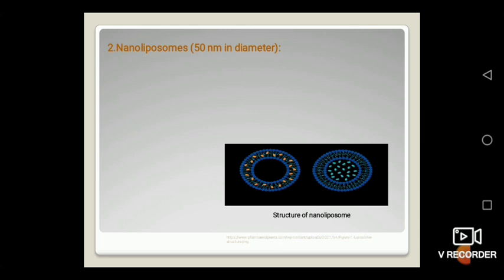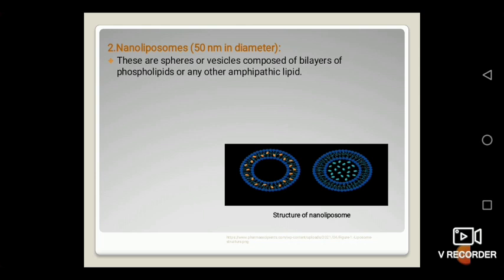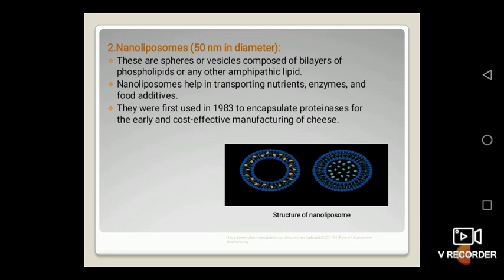Then we have nanoliposomes, which are 50 nanometer in diameter. These are spheres or vesicles composed of bilayers of phospholipids or other amphipathic lipid. They help in transporting nutrients, enzymes and food additives. They were first used in 1983 to encapsulate proteinases for early and cost-effective manufacturing of cheese. They are also used to encapsulate fish oil for the fortification of yogurt. They also work as antioxidants and save bioactive compounds from degradation.